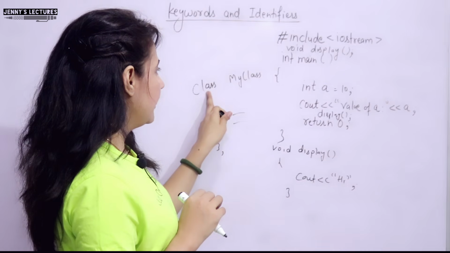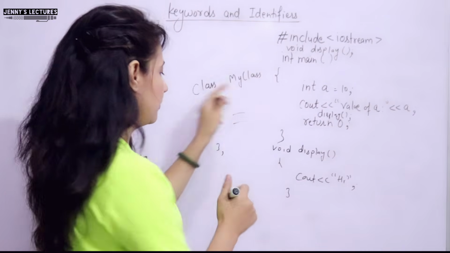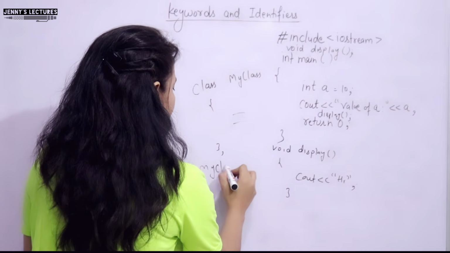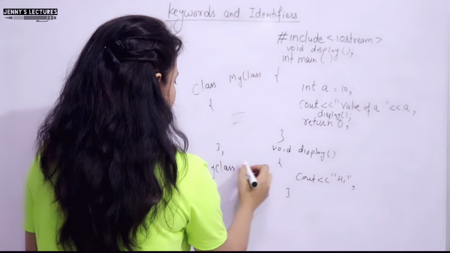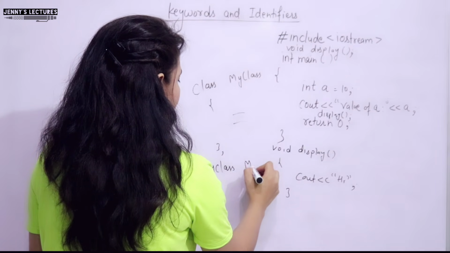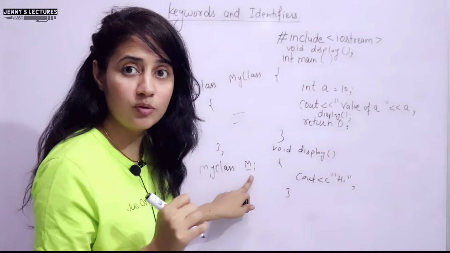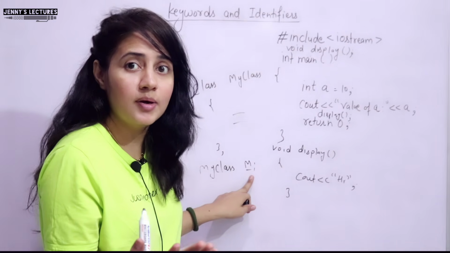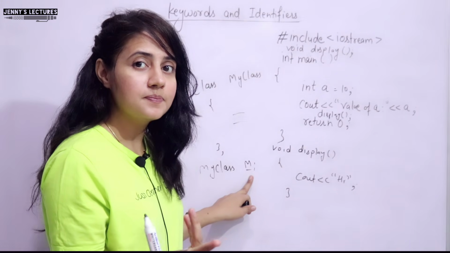If you create an object of this class, suppose I have to create an object, we write the name of the class and the name of the object. Suppose I am taking m. So this m is what? The name of the object. So this is nothing but an identifier.